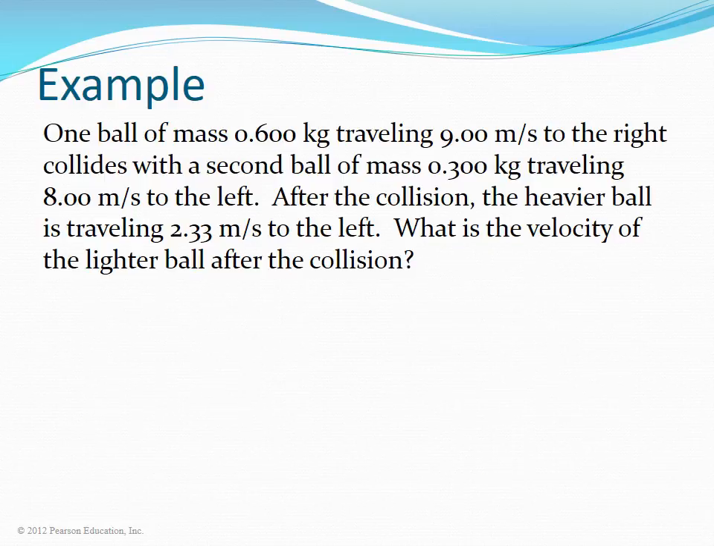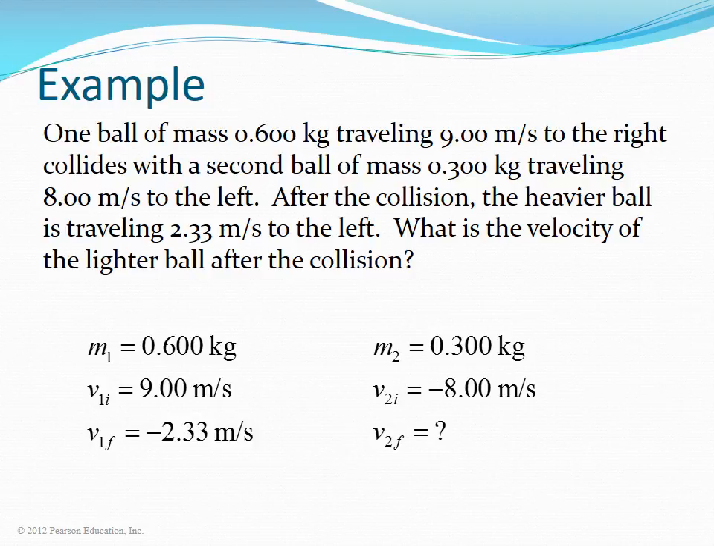One ball of mass 0.600 kilograms, traveling 9.00 meters per second to the right, collides with a second ball of mass 0.300 kilograms, traveling 8.00 meters per second to the left. After the collision, the heavier ball is traveling 2.33 meters per second to the left. What is the velocity of the lighter ball after the collision?